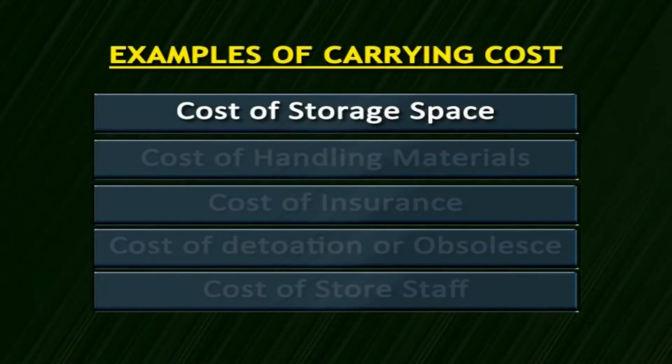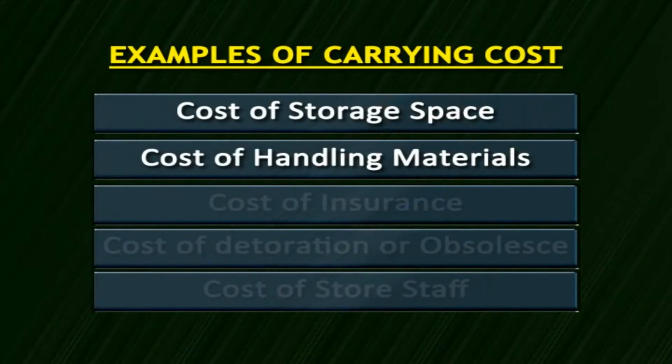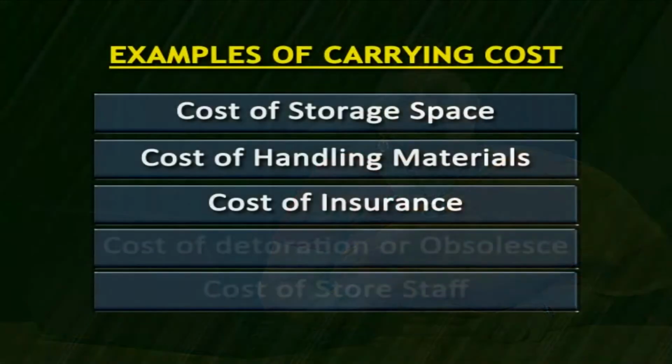First example of carrying cost is cost of storage space. It means the rentals or the godown charges which we are paying to place the inventory in our organization. Second one is cost of handling materials. Third will be cost of insurance. Cost of insurance means any insurance policy or cover taken to cover the underlying value of the inventory. That shall also form part of carrying cost.